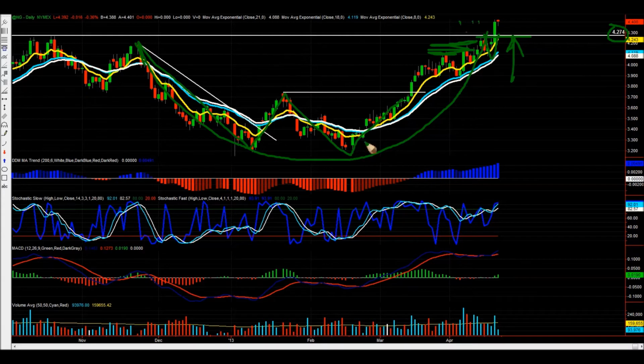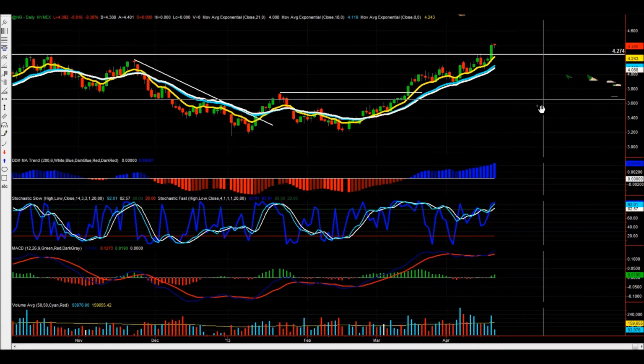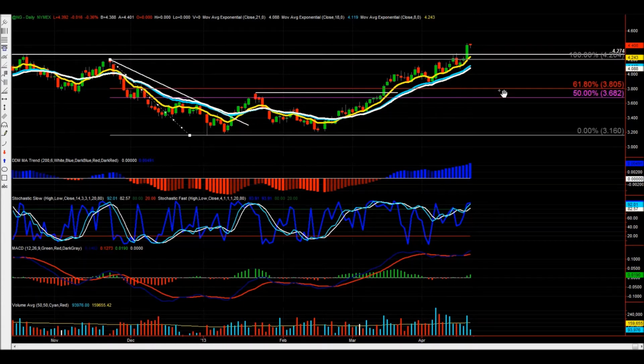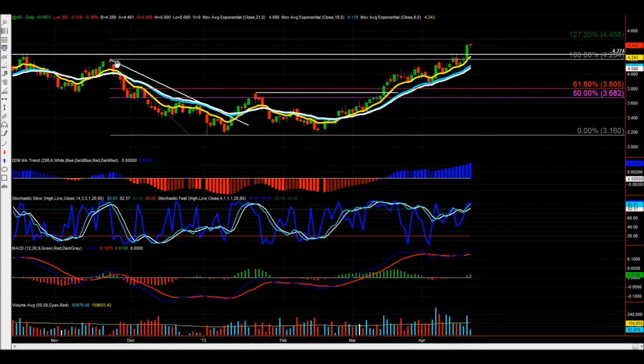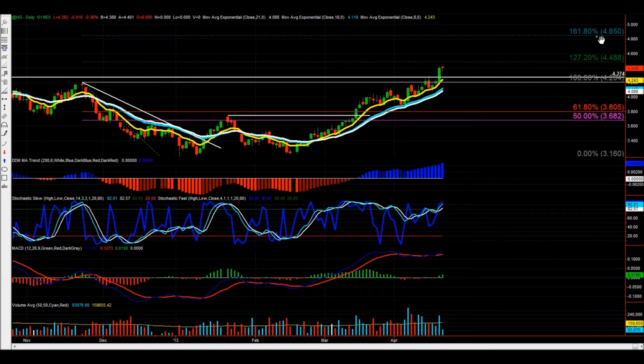So I like this pattern. I like the setup. I'm late to the game. I didn't actually take this trade, but I like the pattern. And if I were in this trade, what I would be looking at is a 1272 and a 1618 extension of this sort of cup pattern. Here's the low, here's the high. That could bring you into 448, 449 up to 485-ish, depending on where you take that from.